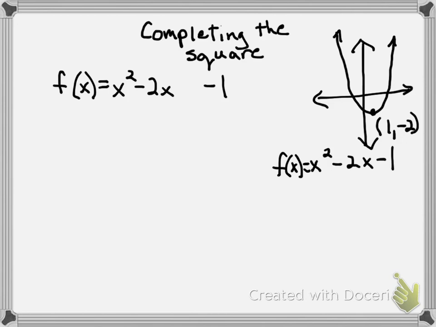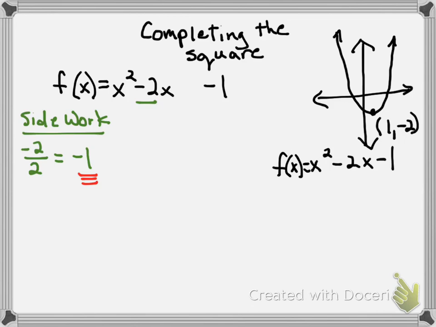And let me change my pen ink. I'm going to go ahead and underline this -2, because our side work that we have to do is we have to take that coefficient that is written next to the x, the b coefficient. So in this case, this is -2. We have to divide this by 2. And we're going to get -1, and I'm going to actually underline this as well. This is another important number for the process of completing the square.